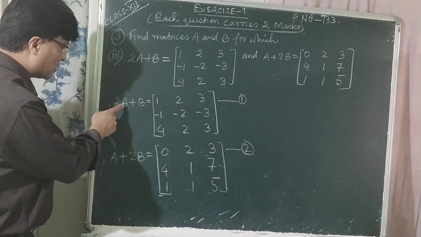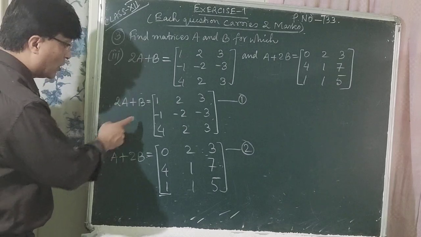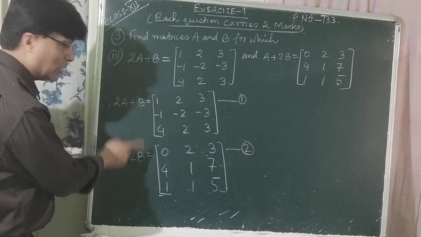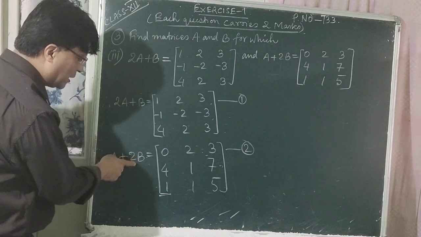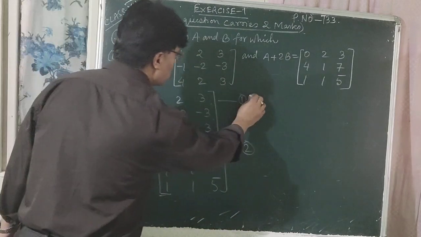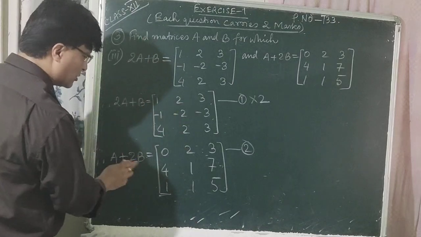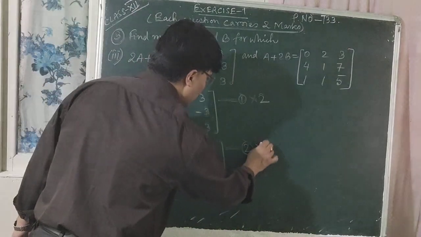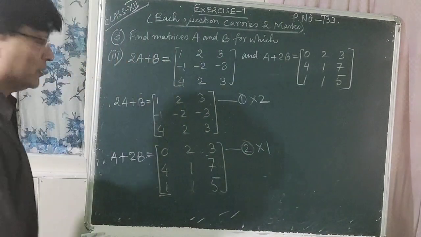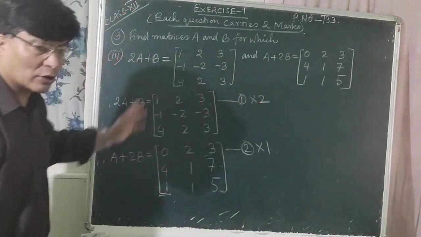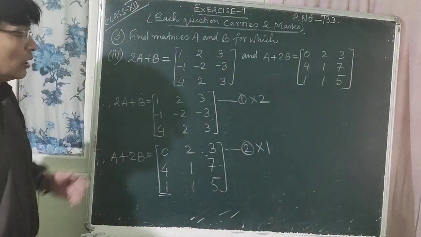So either you can make the coefficient of A equal, or you can make the coefficient of B equal. So let us make the coefficient of B equal here. This one should be multiplied by what? 2. Because 2 into B is 2B. This is also 2B. But you have to multiply this equation 2 by 1 only, so that we can have the coefficients of B equal here.